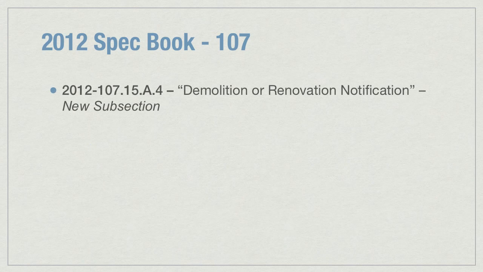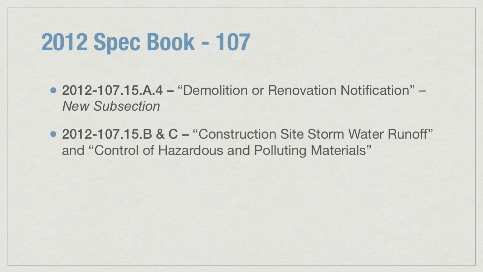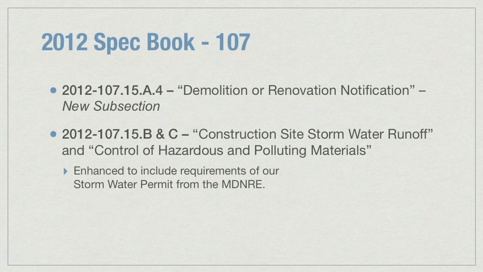Subsection 107.15A4, Demolition or Renovation Notification, is a new subsection in the 2012 book. It requires that the contractor must not begin demolition of any building or structure without first submitting appropriate notifications as required by the contract. Subsections 107.15B and C, Construction Sites Stormwater Runoff and Control of Hazardous and Polluting Materials, have been enhanced to include requirements of the stormwater permit from the Michigan Department of Natural Resources and the Environment.